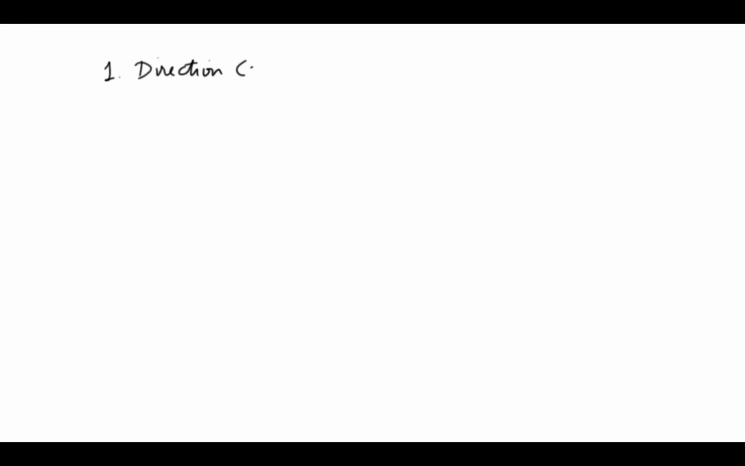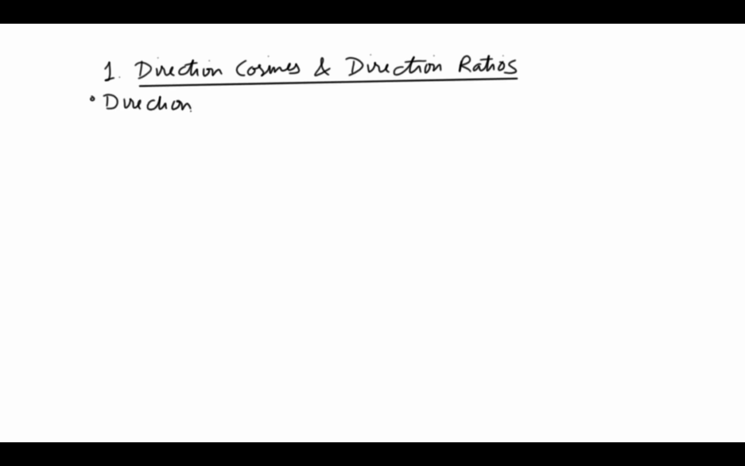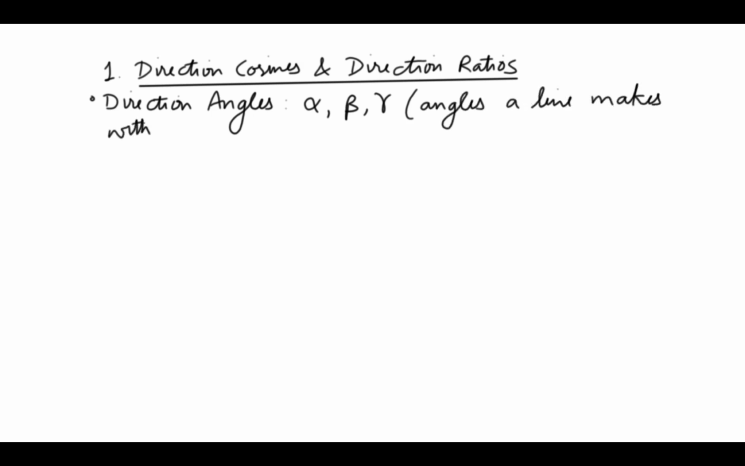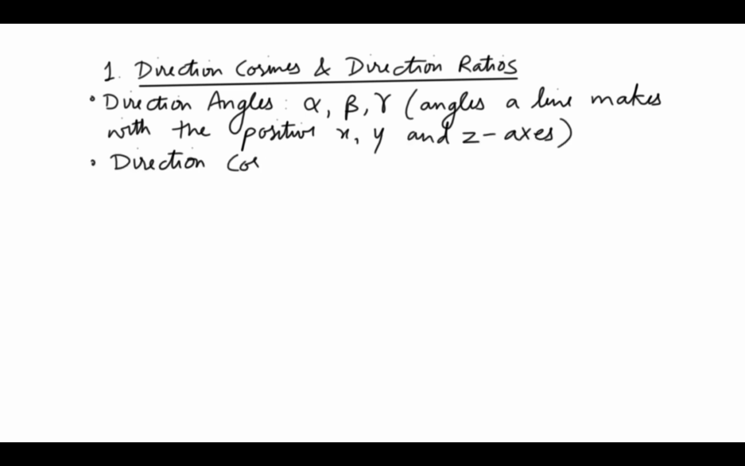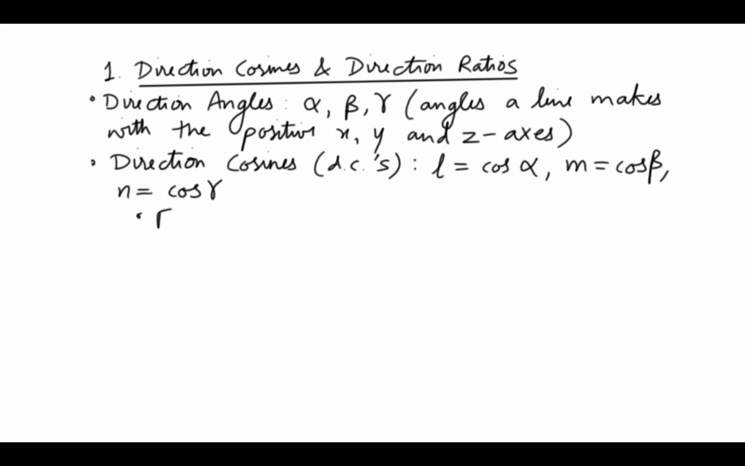To understand how a straight line is oriented in 3 dimensions, we measure the angles it forms with the positive x, y and z axis. We call these direction angles. If we take the cosines of these angles, we get our unique direction cosines denoted as L, M and N. A key property to always remember is that the sum of their squares is always equal to 1.